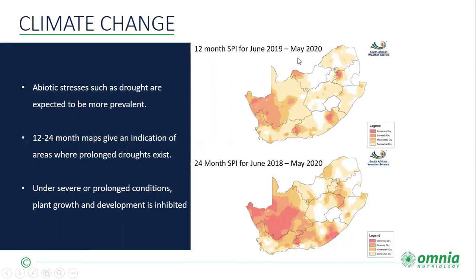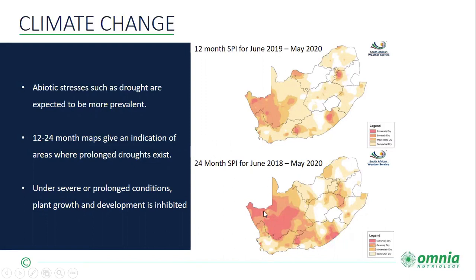If we have a look at the two maps of South Africa attached, they represent 12 and 24-month standard precipitation index maps, which give us an indication of areas where prolonged droughts exist. They essentially highlight areas where below normal rainfall has occurred over a certain period of time. And if you look at the 12-month map ending May of this year, you can see in red the extreme areas where far below average rainfall was experienced.